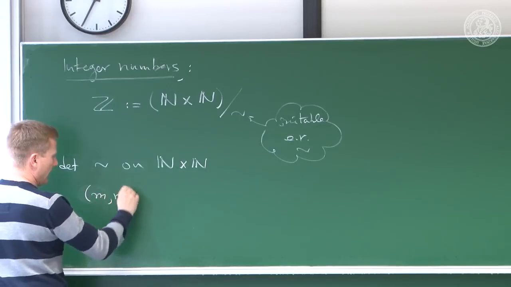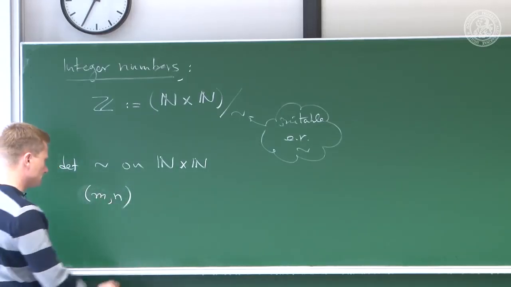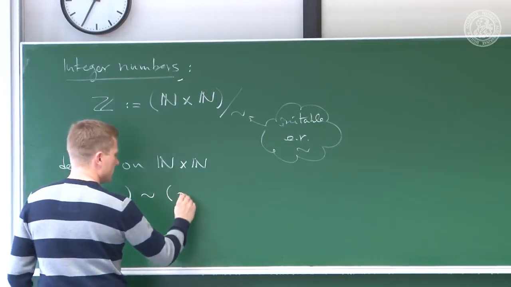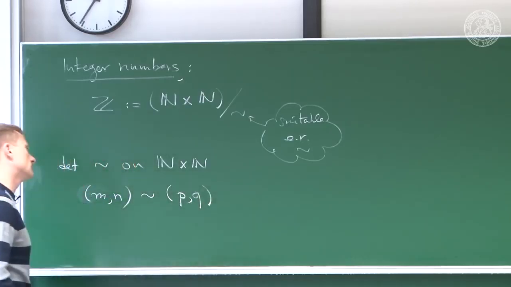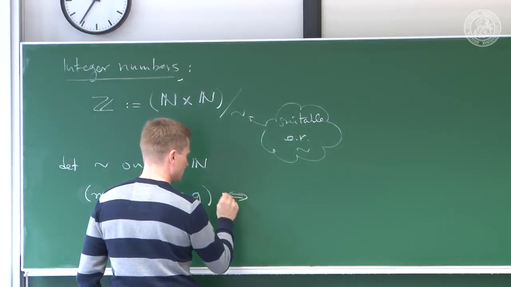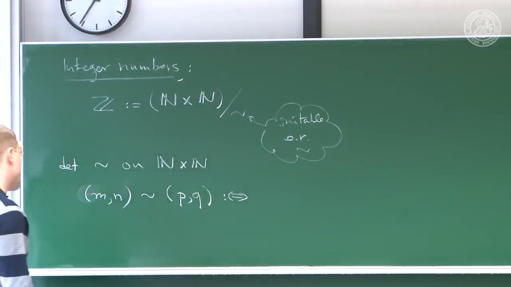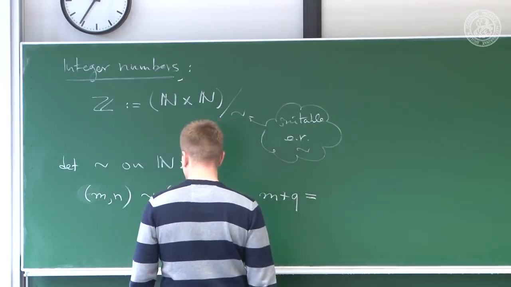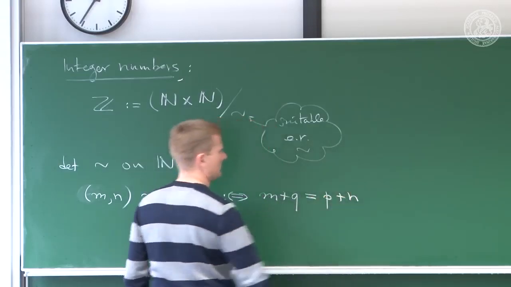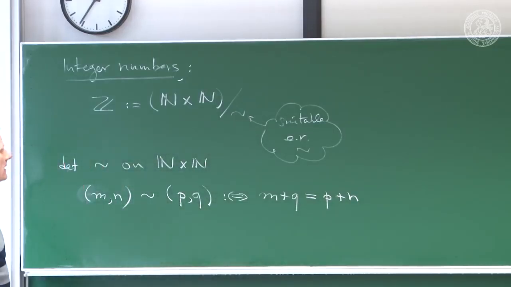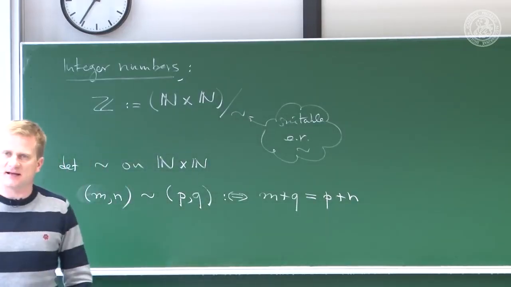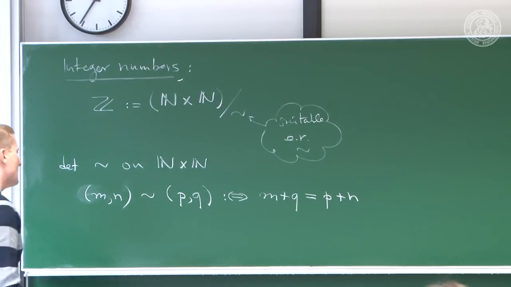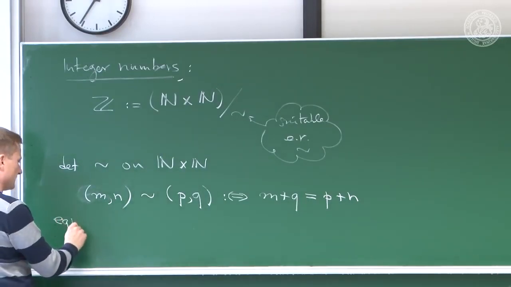You call a pair of natural numbers, M, N, equivalent, well, we'll see whether it's an equivalence relation or not, equivalent to a pair P, Q, by definition, if M plus Q equals P plus N. Okay. Now, I just say this, and I'll tell you in a second what the idea behind this funny definition is. But let's first check that this is an equivalence relation.